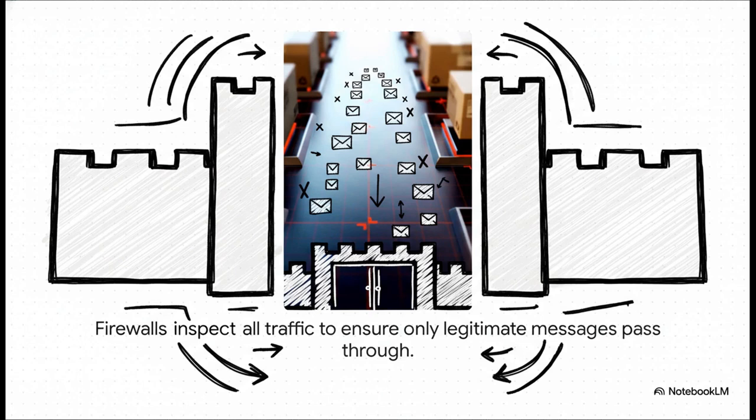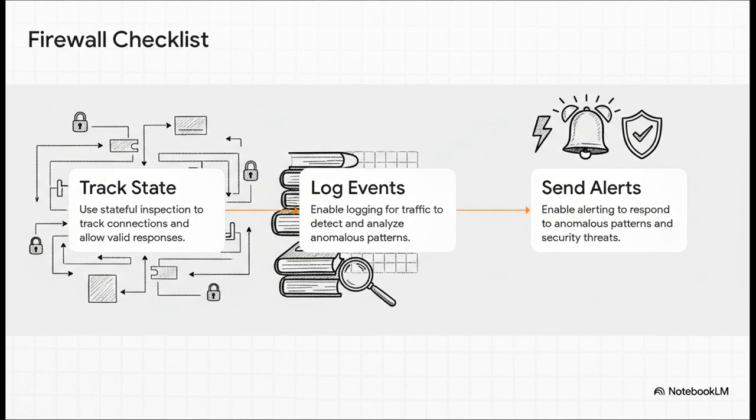And this brings us to the firewall, your ultimate gatekeeper. I want you to imagine every single piece of data, every little messenger, being put on a conveyor belt and inspected one by one before it's allowed through the gates. Absolutely nothing gets in unchecked. So how does this gatekeeper actually work?